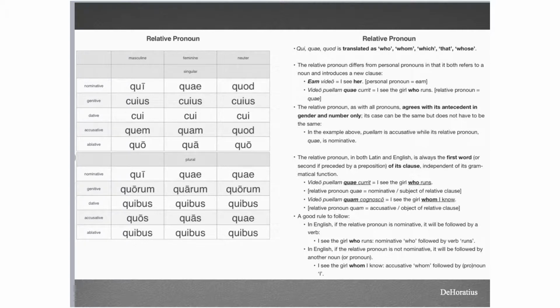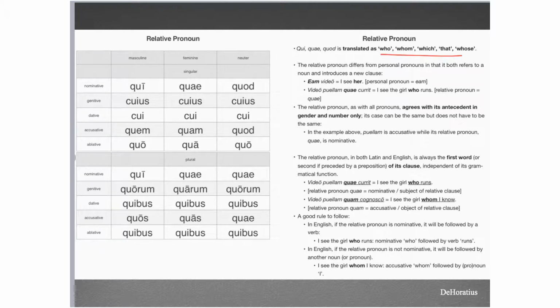These are they on the left. Remember, these are the Q words in Latin. So qui, quae, quod, cuius, cuius, cuius, etc. And those correspond with the W words in English. So who, whom, which, that, whose, etc.